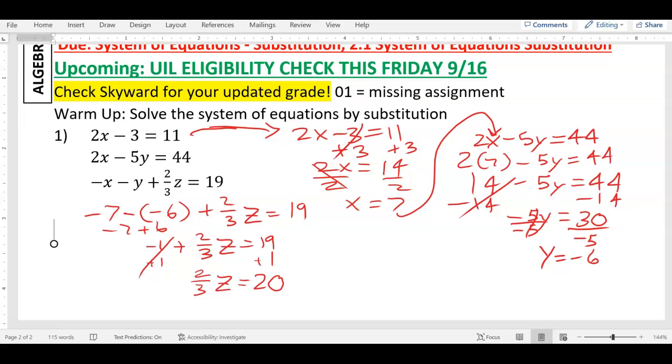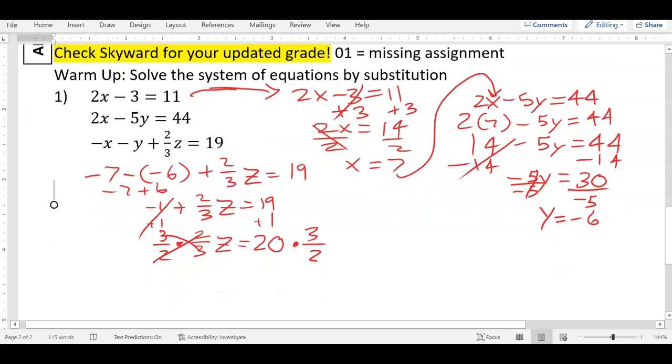Okay. But seriously, to get rid of 2/3, I'm going to do times 3/2, times 3/2. The 3/2 and the 2/3 cancel out. Goodbye. And now I just have z. The question is, what is 20 times 3/2? You can use your calculator, but what do y'all think? Okay, I do get 30.